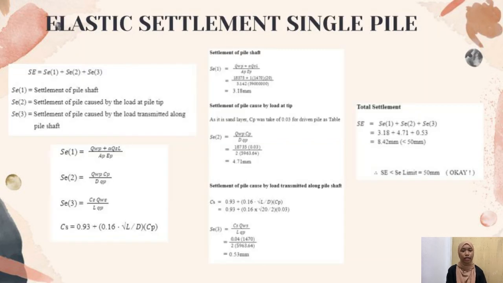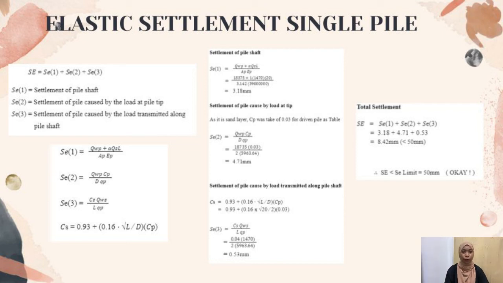Next is the elastic settlement for a single pile. The total settlement of a pile under a vertical working load Q is given by the equation shown, where three settlements are calculated. Number one is the settlement of the pile shaft. Number two is the settlement of the pile caused by the load at the pile tip. And number three is the settlement of the pile caused by the load transmitted along the pile shaft. By adding these three separate settlements, we obtain the settlement of the single pile.